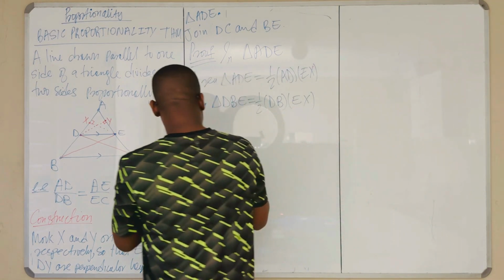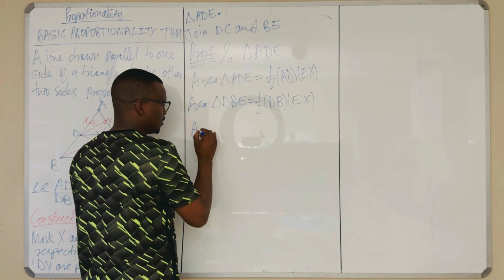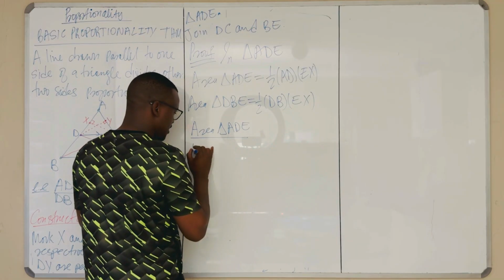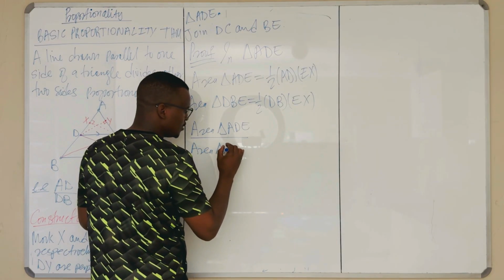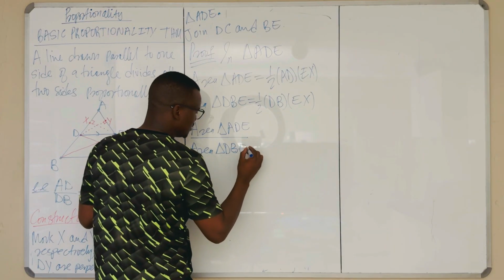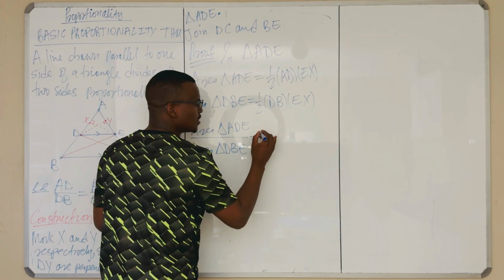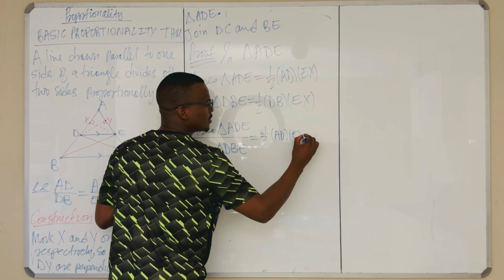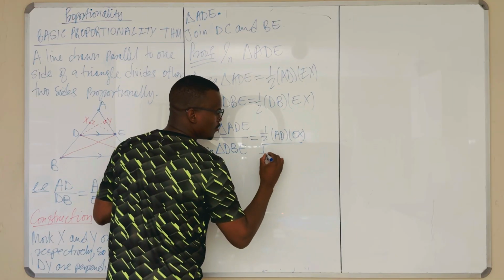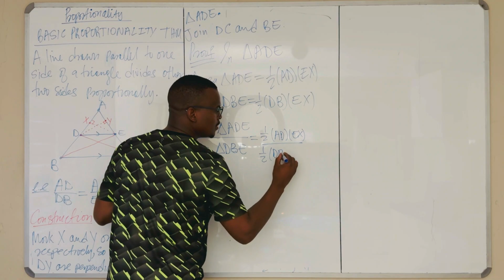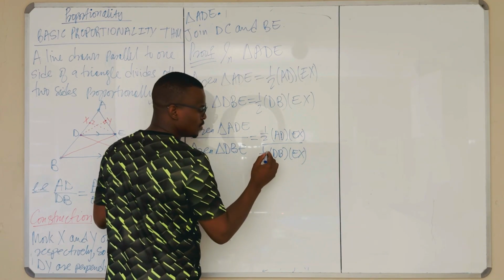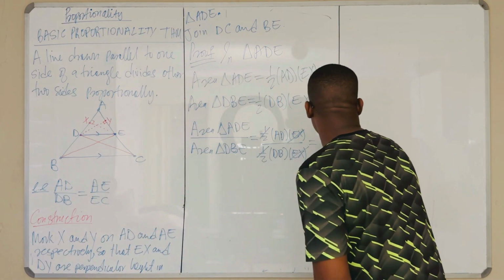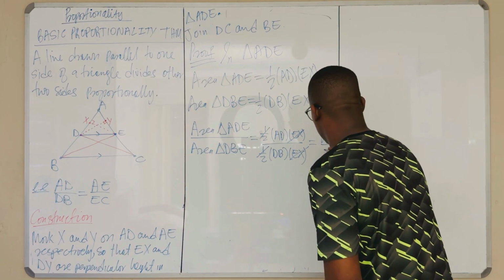So let's do that and say the area of triangle ADE over the area of triangle DBE is equal to what? 1 over 2 of AD times EX over 1 over 2 times DB times EX. So this and this go away. Do you agree? Yes. What are we left with? We're left with AD over DB.